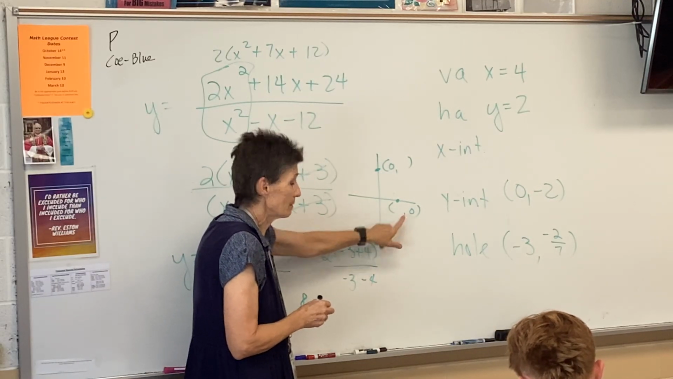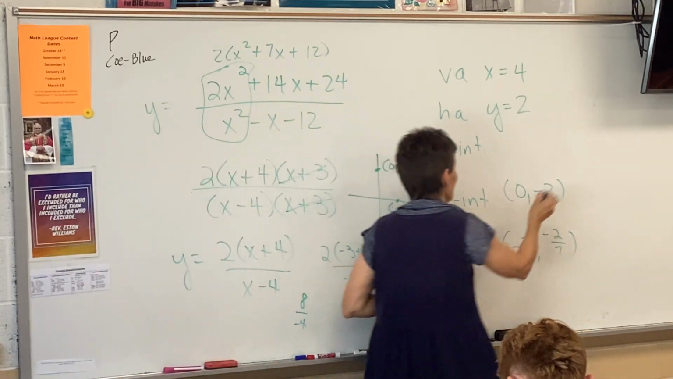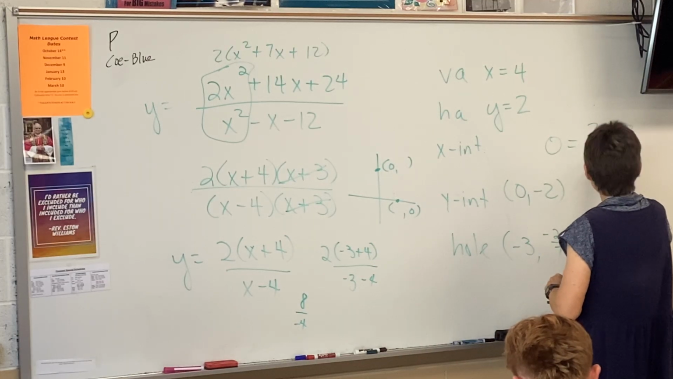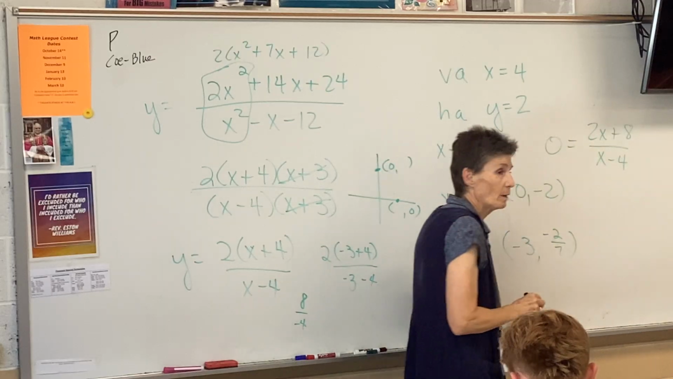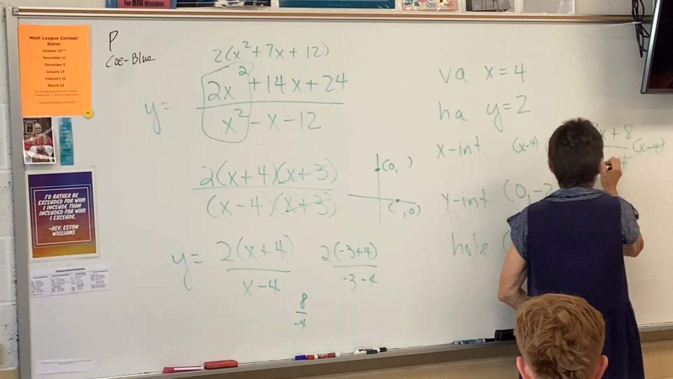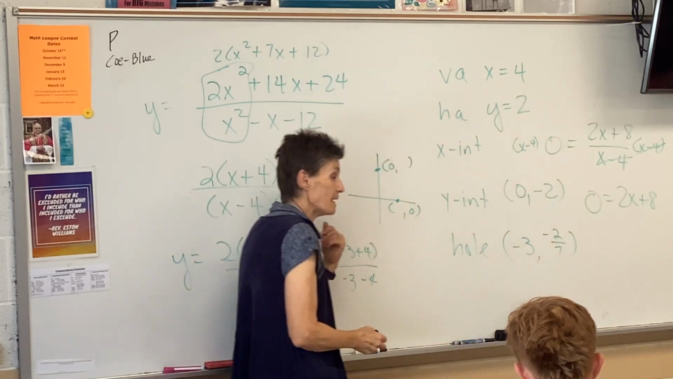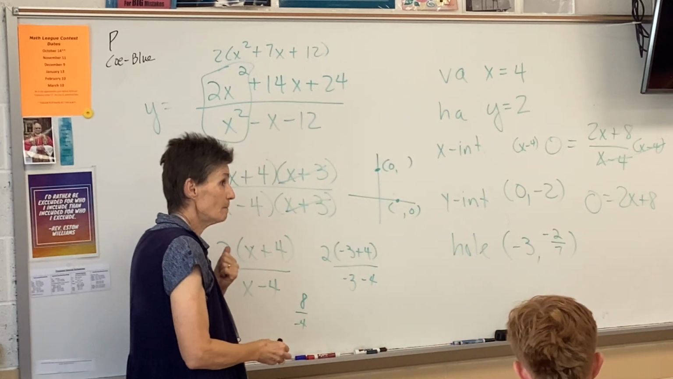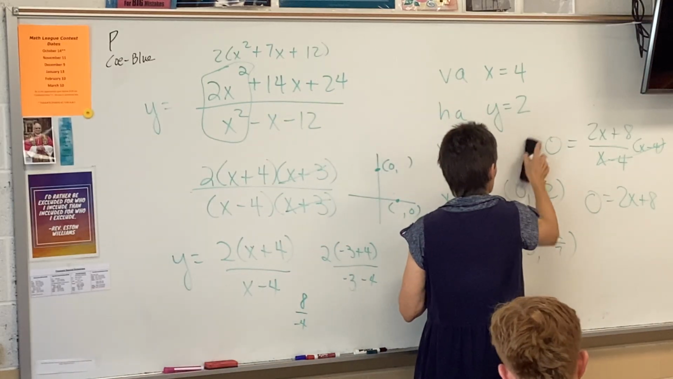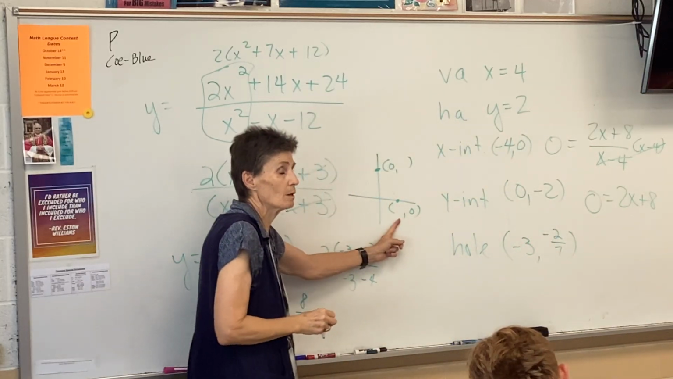Now to find this one, I'm going to put 0 in right here. So I have 0 equals basically 2x plus 8 over x minus 4. When I solve that, I'm going to multiply both sides by x minus 4. So 0 equals 2x plus 8. I'm going to subtract 8, divide by 2, and my x-intercept is negative 4. This point right here is negative 4, comma 0.